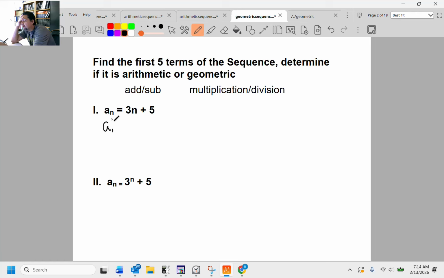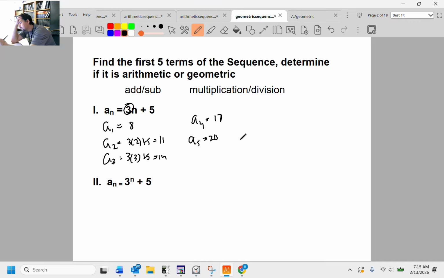So you're going to feed it a 1 and you're going to get an 8 back because 3 times 1 is 3, add 5. I bet the next one's 11. If I feed it a 2, well, by gosh, it's 11. If I feed it a 3, I bet I get a 14. We'll see. And I do. Plus 3, slope, lines, all that good stuff. If I feed it a 4, I'm going to get a 17. And if I feed it a 5, I reckon I'm going to get a 20. This is arithmetic.